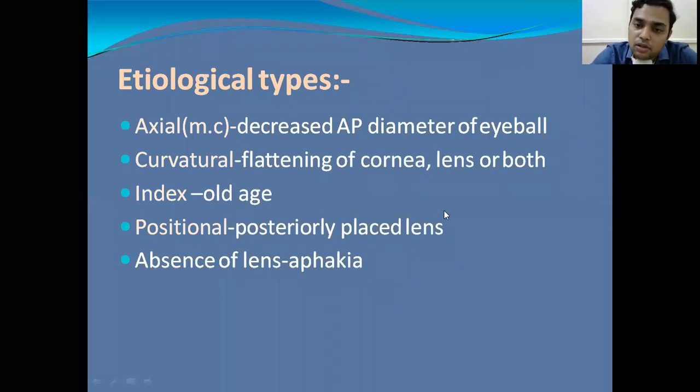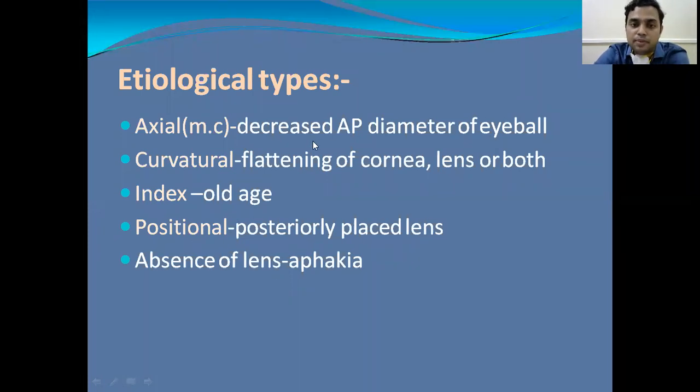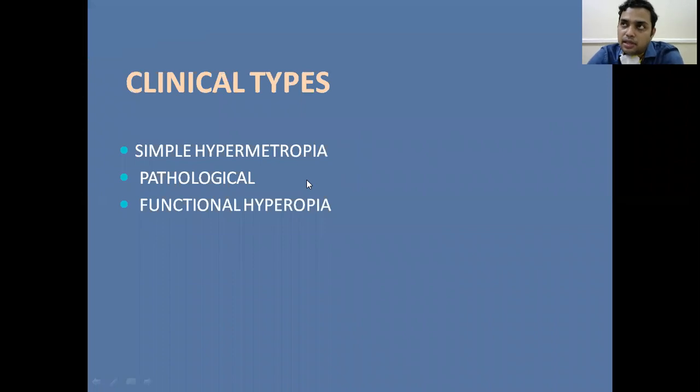So in aphakia also, the patient with the absence of lens will have the aphakic hypermetropia. So these are the different etiological types of hypermetropia. Coming to the clinical types, there are three different clinical types of hypermetropia. The first one is simple hypermetropia, the second one is pathological hypermetropia, and the third one is functional hypermetropia.